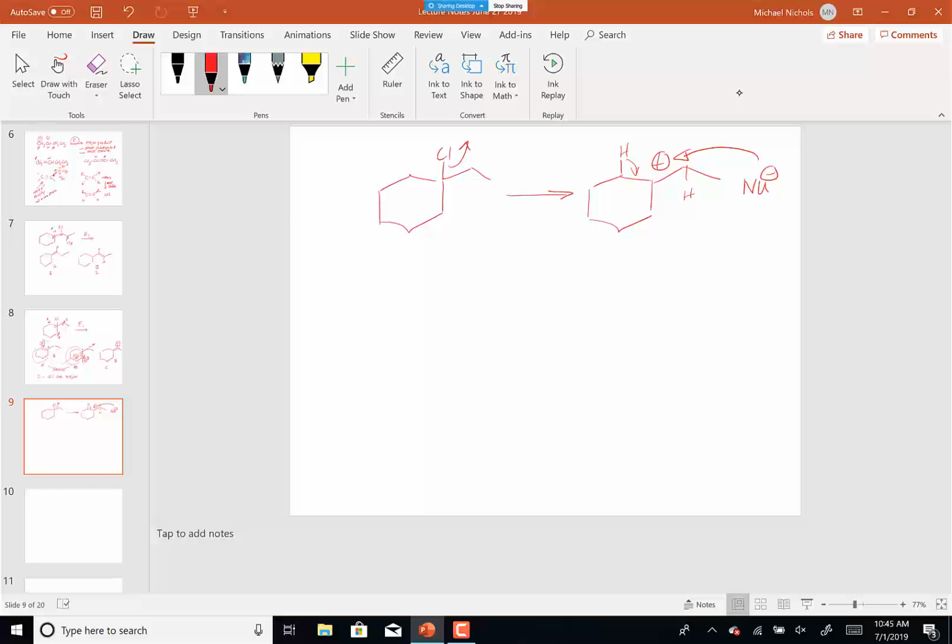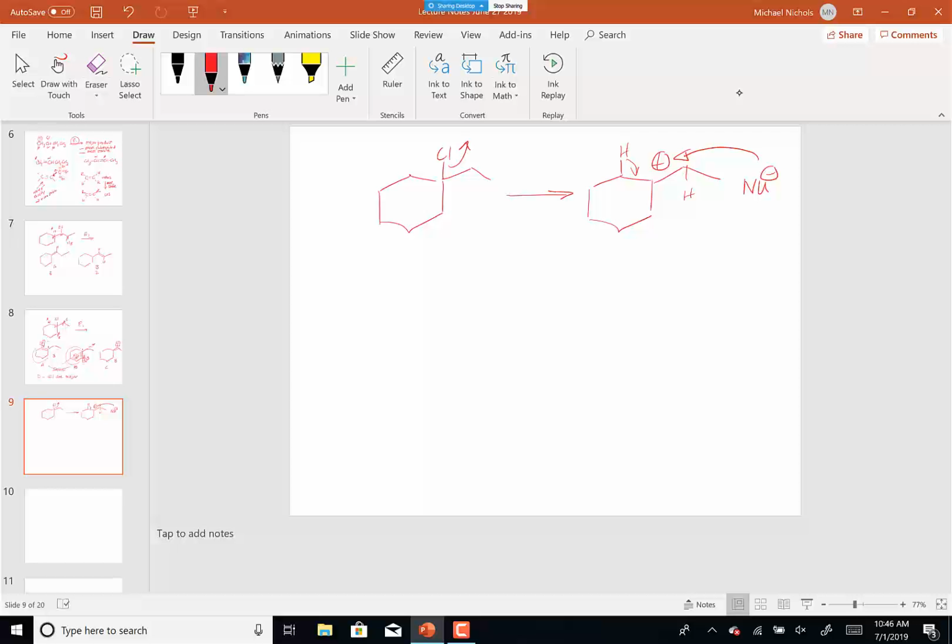And so whenever you do a reaction that's SN1, you're always going to get a little bit of E1 product, simply because the nucleophile may not add fast enough, and there may be a few beta hydrogens that get lost along the way.